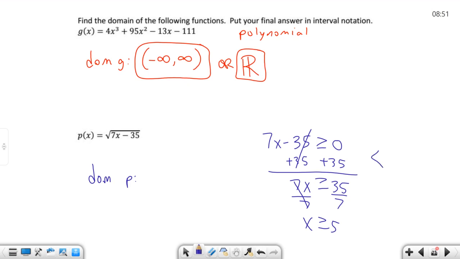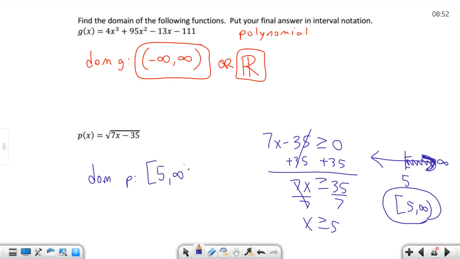How do I do that? Well, on my number line, and some of y'all don't need to do this, but I'm going to go ahead and go through all of it. Greater than or equal to 5 is to the right. Shade that arrow, that's infinity. This is a bracket, and so this is going to be bracket 5, comma, infinity. That's your domain of p. So domain of p is bracket 5, comma, infinity, parenthesis, and there's your domain.